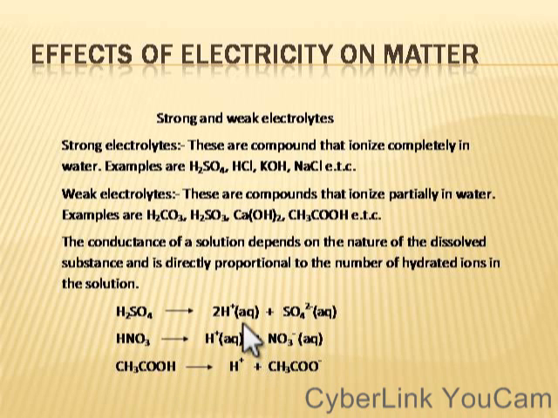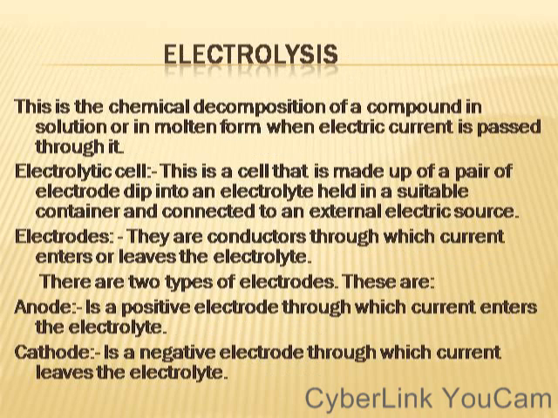Now, the question is, which one conducts electricity more? The H2SO4 is a strong electrolyte, and it also produces 3 hydrated ions. So it will conduct electricity most, followed by HNO3, which is also a strong electrolyte, but it only produces 2 hydrated ions. And the last one, the least here, is the ethanoic acid. Although it produces 2 hydrated ions, it is a weak electrolyte, and so it will only conduct electricity partially. So the H2SO4 is the one that will conduct most, followed by HNO3 and then the ethanoic acid. So that is that on electrolytes.